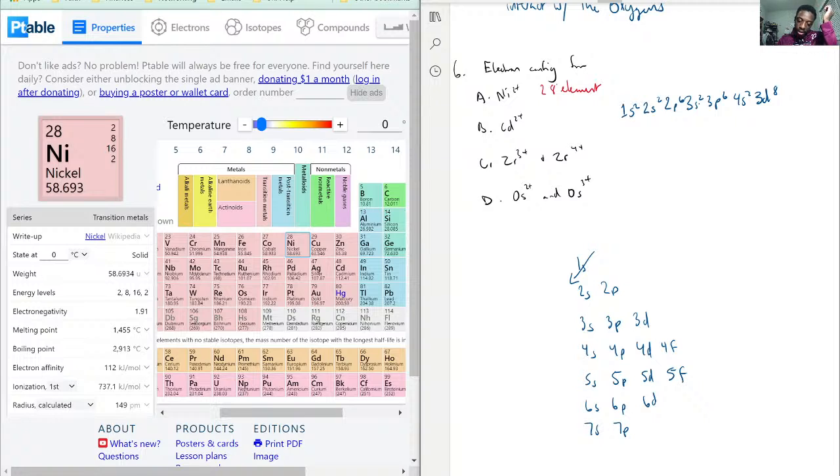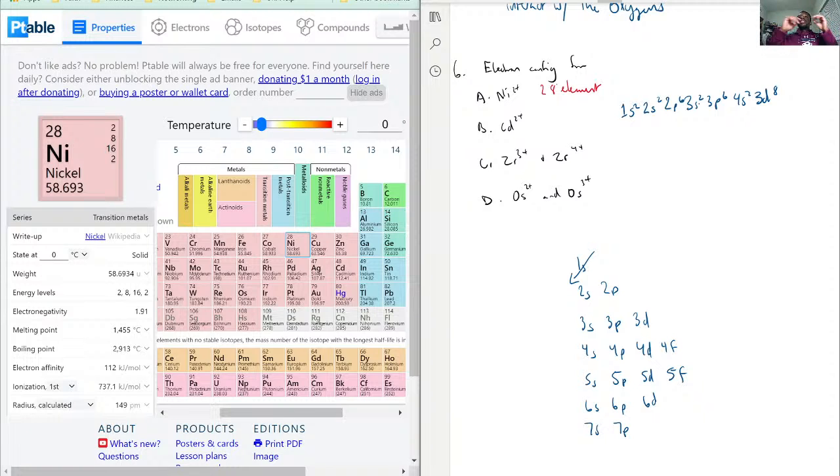Okay, so with this being said, we have to make sure that we actually have the right number of electrons here. So we're going to add up all the superscripts. We have 2 plus 2 plus 6, that's 10, 12, and 18, and then plus 2, that's 20, and then 3d8, that's 28. Okay, which does match nickel.